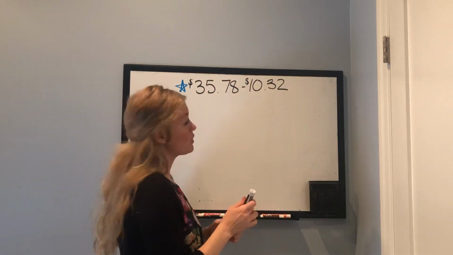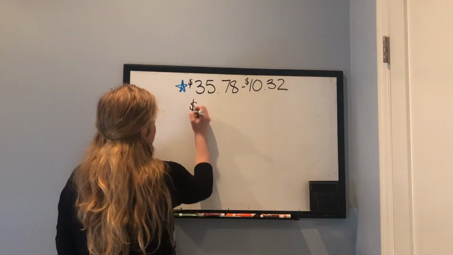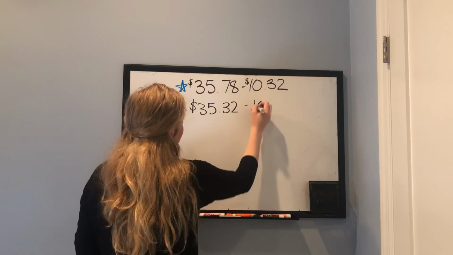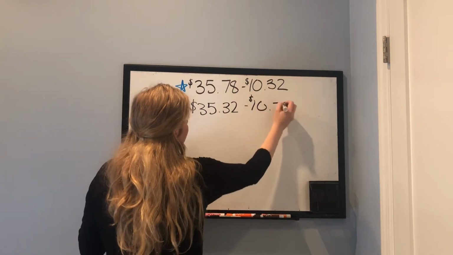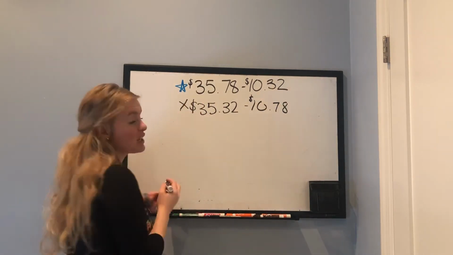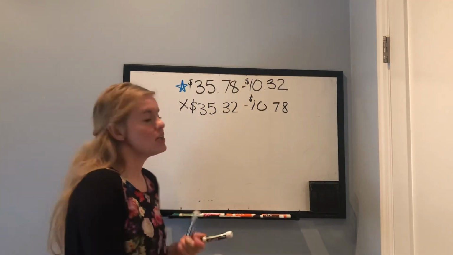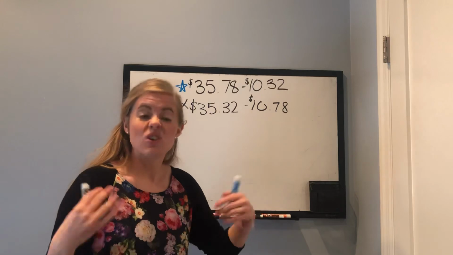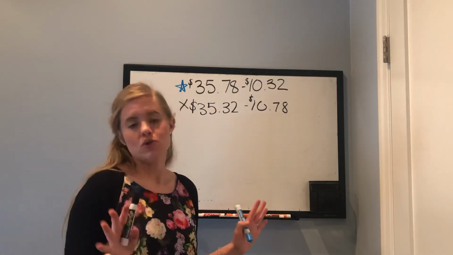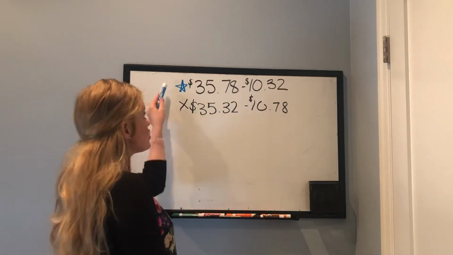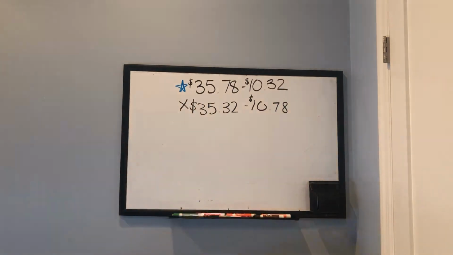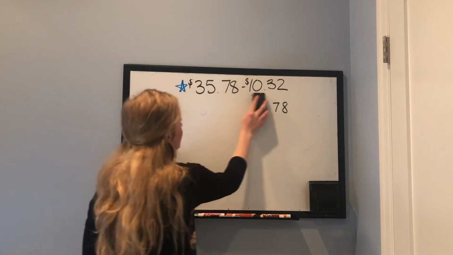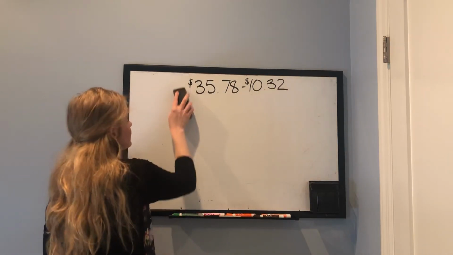If we had a number like, let's just say $35.32 minus $10.78, this would not be a good candidate for this strategy because 32, you can't subtract 78 unless you go into negative numbers, and we don't do that in 3rd grade. So make sure that your question is a good candidate before you try this strategy. But lucky for us, it is.